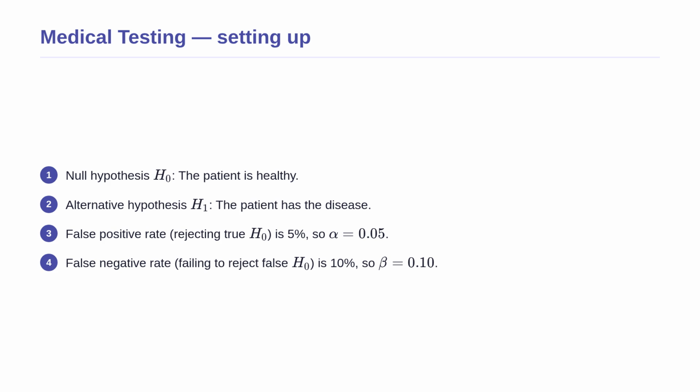First, a false positive means diagnosing a healthy person as sick. This is rejecting a true null hypothesis. So alpha is 0.05. A false negative means telling a sick person they are healthy, which is beta at 0.10.